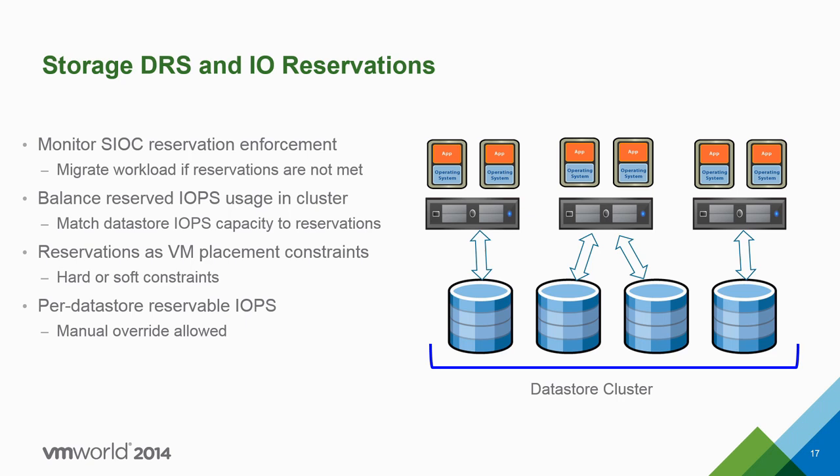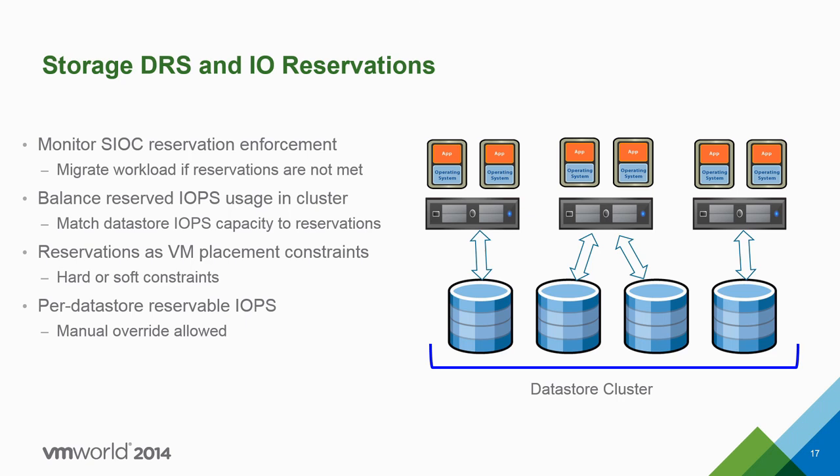So at the I/O control level, the reservation enforcement is always monitored. And if it finds that the reservations are not met in one of the data stores, the signal comes up to storage DRS. And storage DRS, in reaction to that signal, will try to rebalance the I/O load on those data stores in such a way that all of the reservations can be met. Okay. That's one important addition when storage I/O control and storage DRS work together.